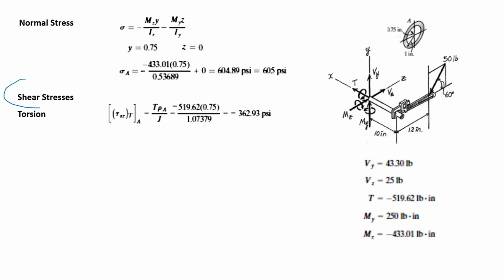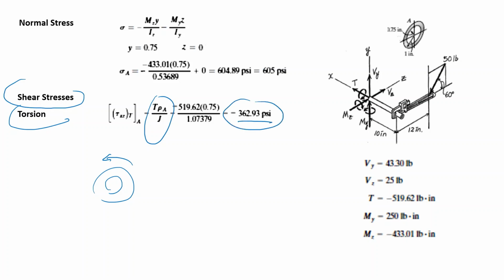Now the shear stresses. First, due to torsion, we know this formula. When you apply a torsion, as you see, the torsion is in this direction. The formula gives you 362, and this stress is everywhere on the surface, also at my point A.